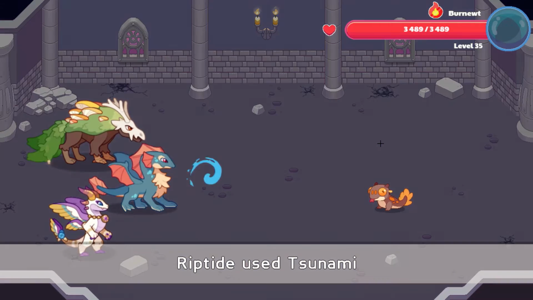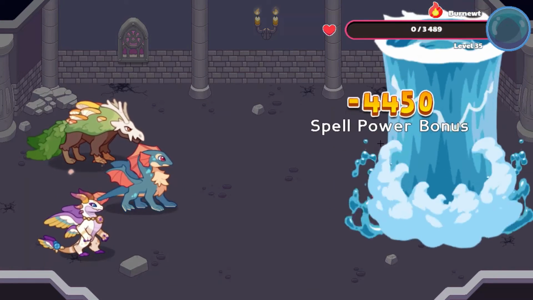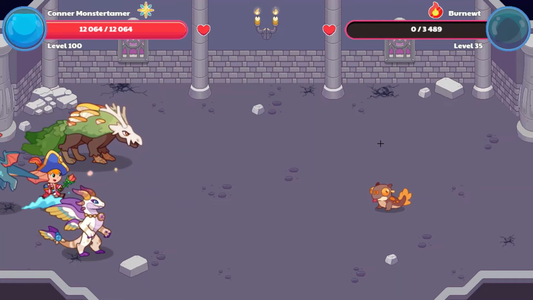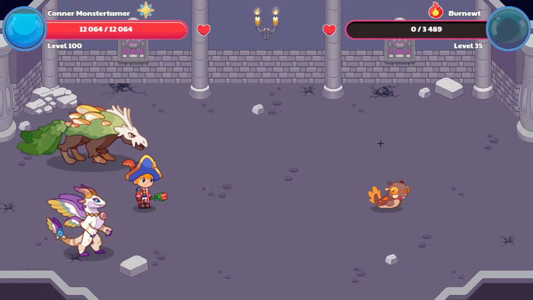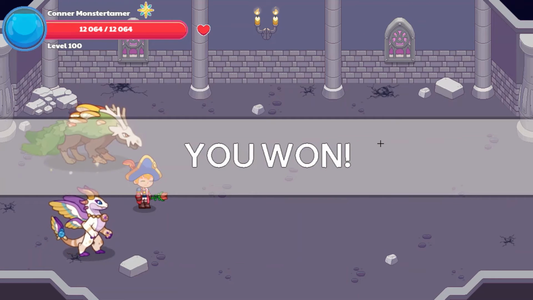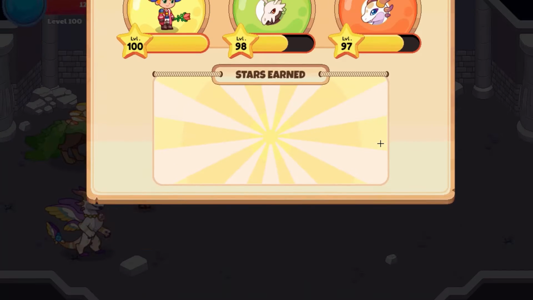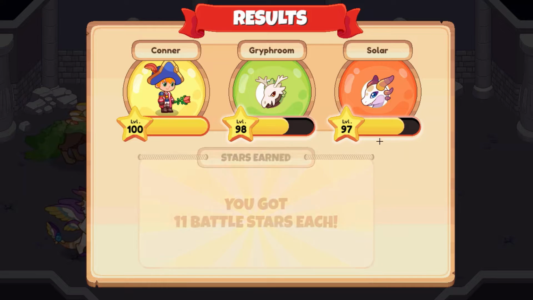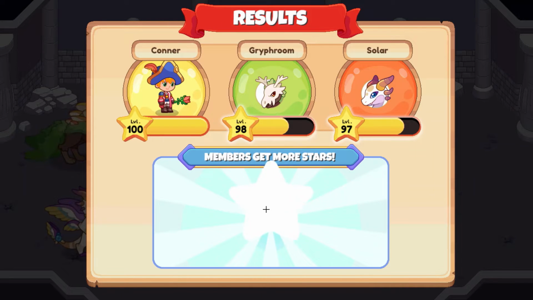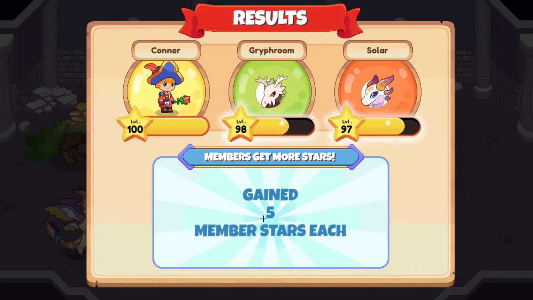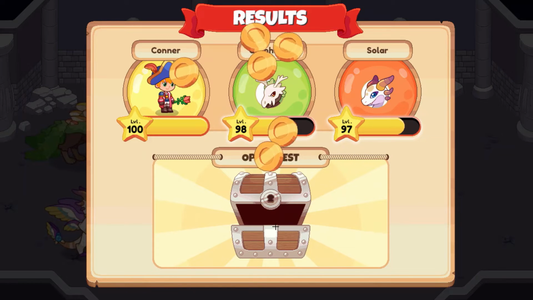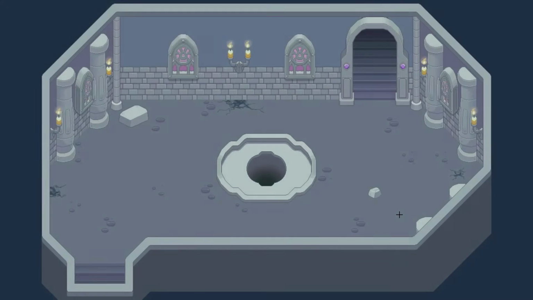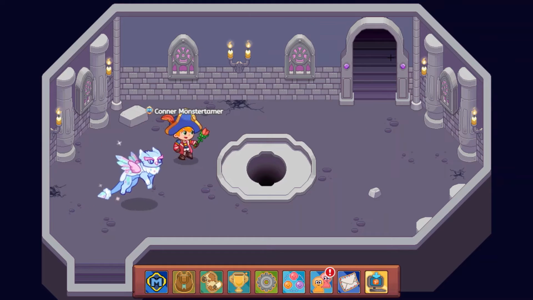And here comes Tsunami and 4450 spell power bonus. That is awesome. I got Riptide a while ago. I wasn't anywhere near a level 100, and it's going to be a while before I can go ahead and level him up. So I am excited that he's doing that damage here. 11 battle stars. All right, this is great. Let's open up this chest, see what comes out. We have a tooth. That is awesome. All right, let's head on up over here.